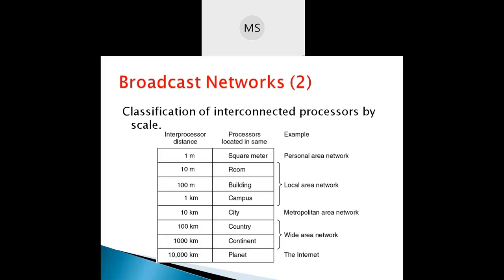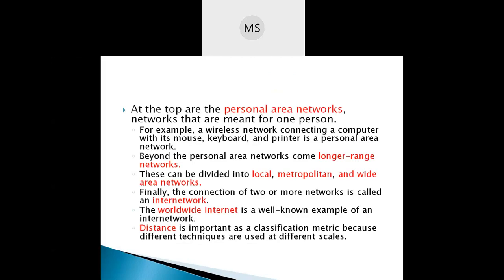Wide area network, it can cover sometimes a country or a continent. That means 100 kilometers to 1,000 kilometers. The internet covers the entire planet, that is more than 10,000 kilometers. Now let's have a glance at what is meant by personal area networks.